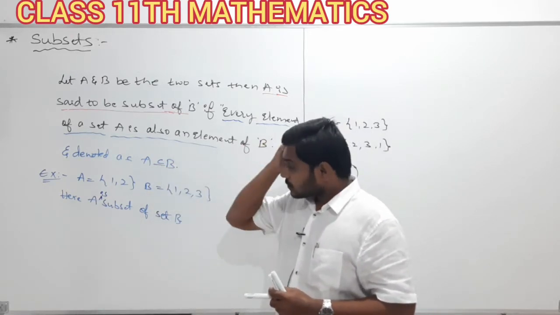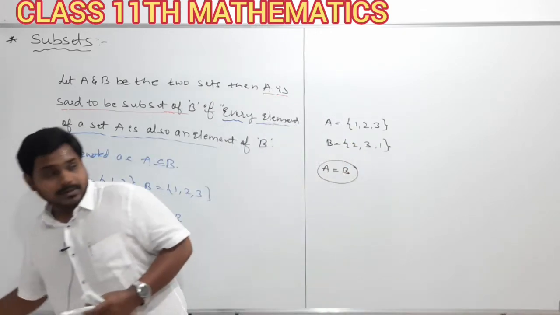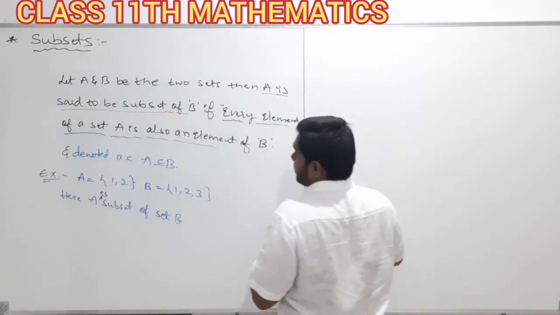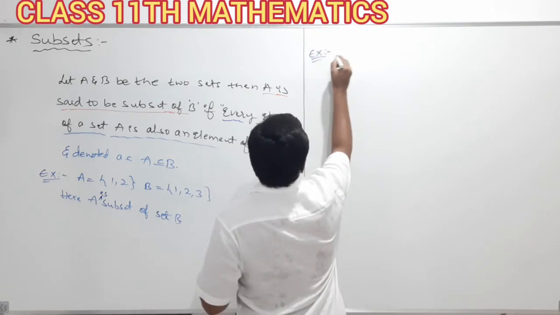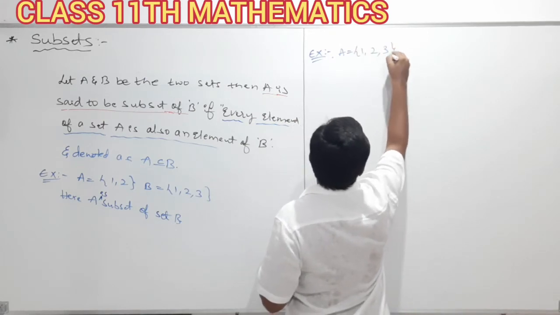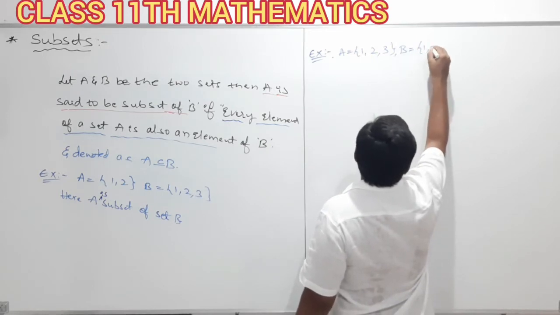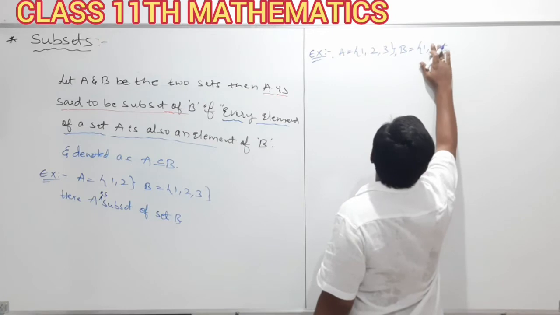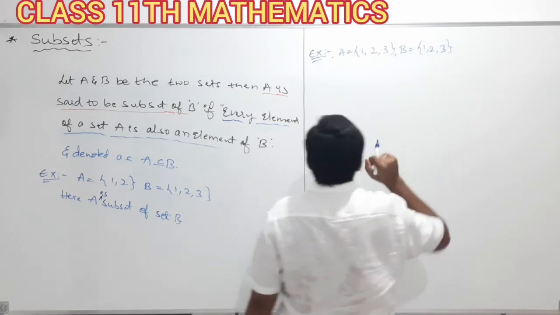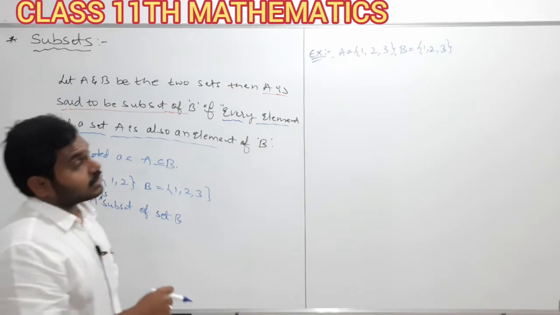Clear? So next, I am going to take another example, my dear students. So what is the example? Let us take A equals 1 2 3, and another set I am taking, B equals 1 2 3, or else I'll take 1 2 3. Now my question is, my dear students, is A a subset of B?